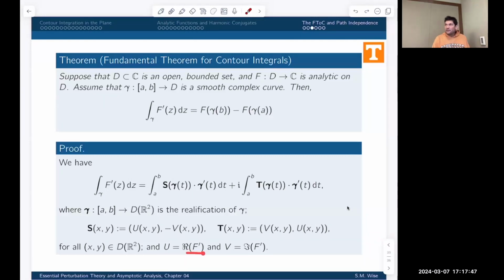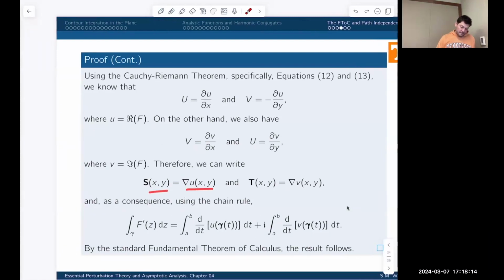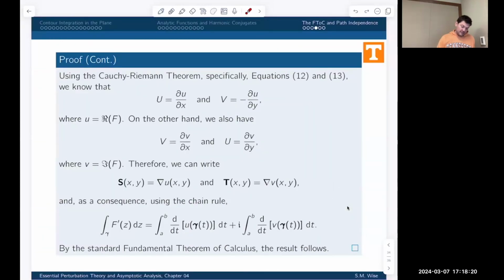So we have a derivative formula for that, remember? And capital V is the imaginary part of f prime. We have a formula for that. Okay, I forget exactly what the formulas were. They're back in equations 12 and 13, wherever those are. But remember, we had two formulas for the derivative of f. So at the end of the day, we can write s as being equal to the gradient of u, because of these two formulas here, we need this guy and that guy with a minus sign. So, yep, I'm good. Gradient u, and t is gradient of v.